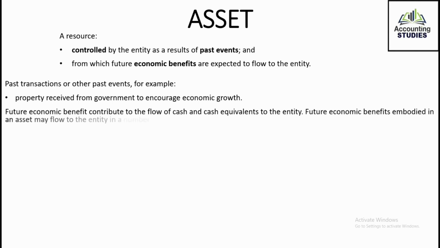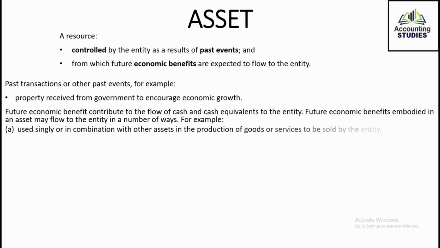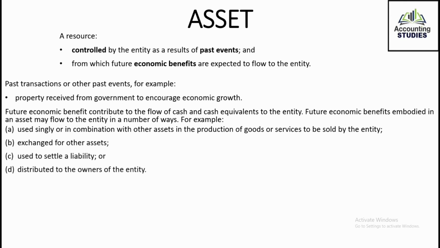The future economic benefits embodied in an asset may flow to the entity in a number of ways. For example, the asset may be used singly or in combination with other assets in the production of goods or services to be sold by the entity, exchanged for other assets, used to settle a liability, or distributed to the owners of the entity.